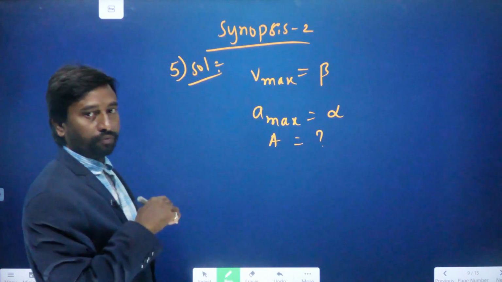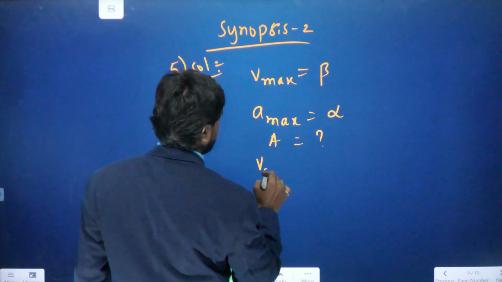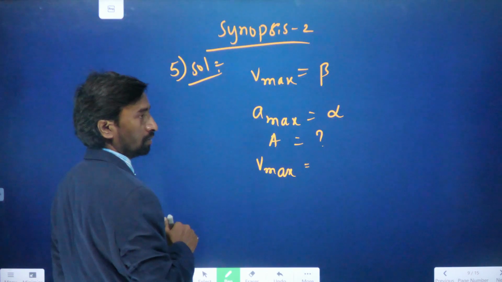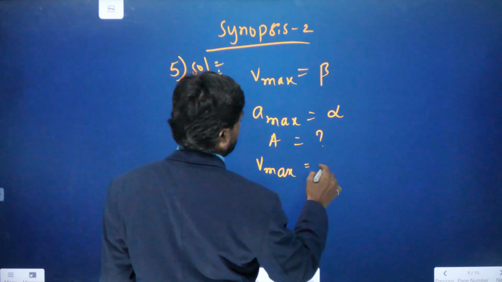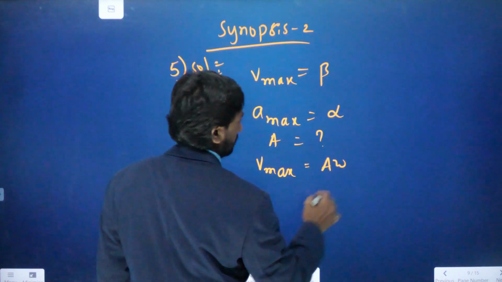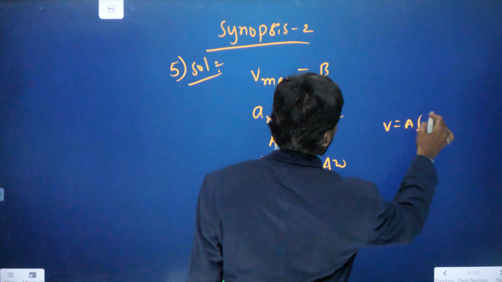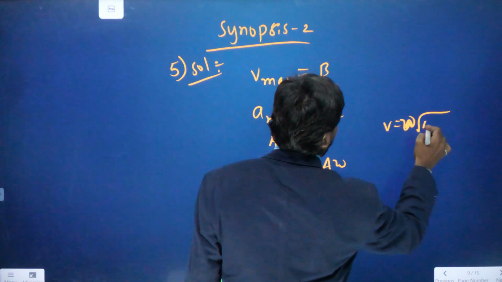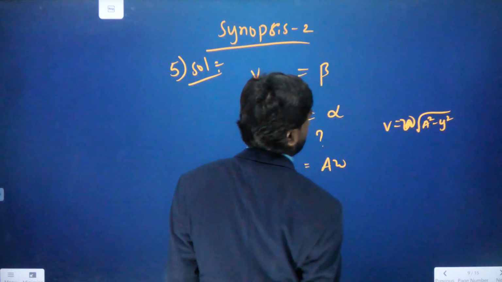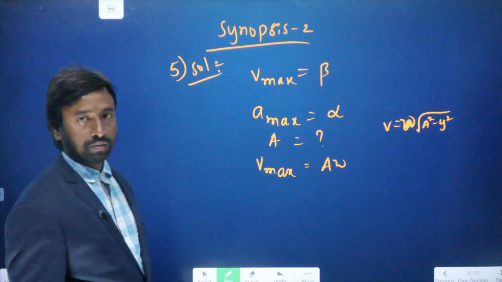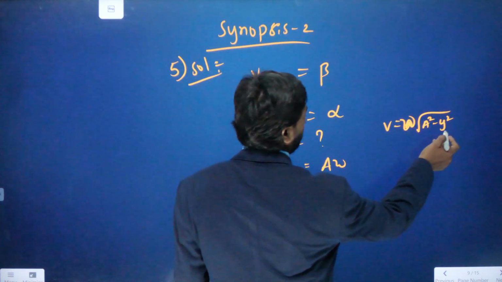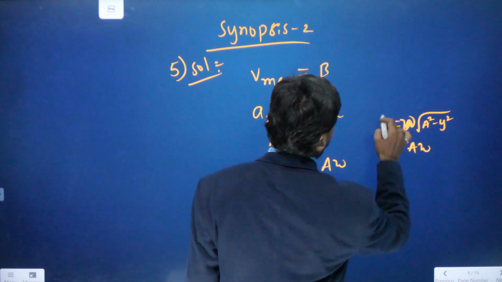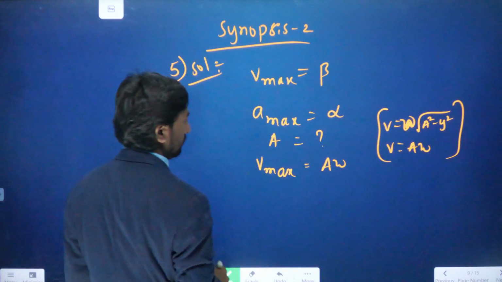So we have the formula there. V maximum, what did we get there? Maximum means a is equal to 0. So we'll get A omega. Generally the V formula is omega into square root of A square minus y square. At mean position y will be 0, so V is equal to A omega, we will get there. This is the maximum. Okay.